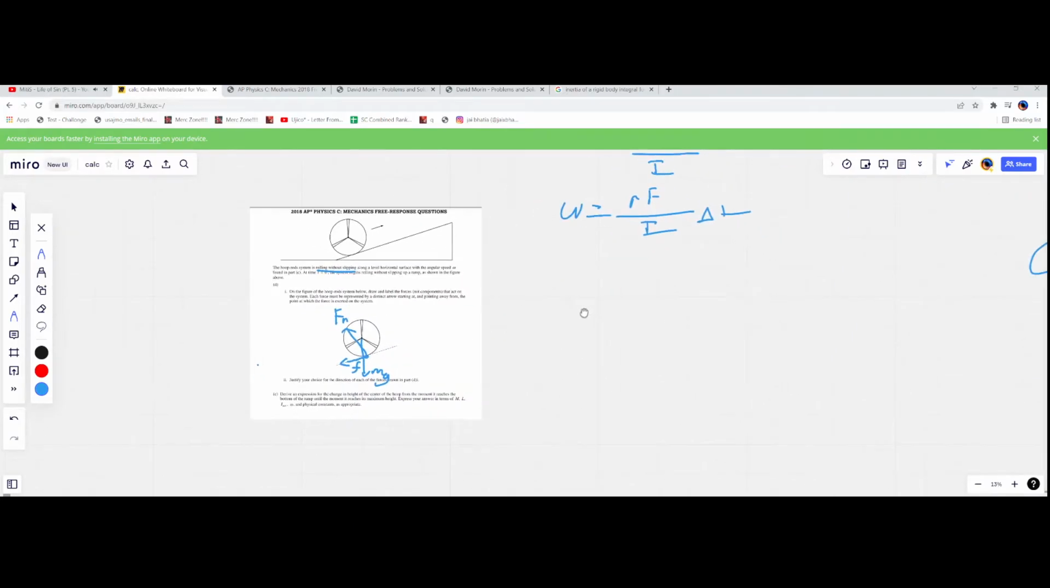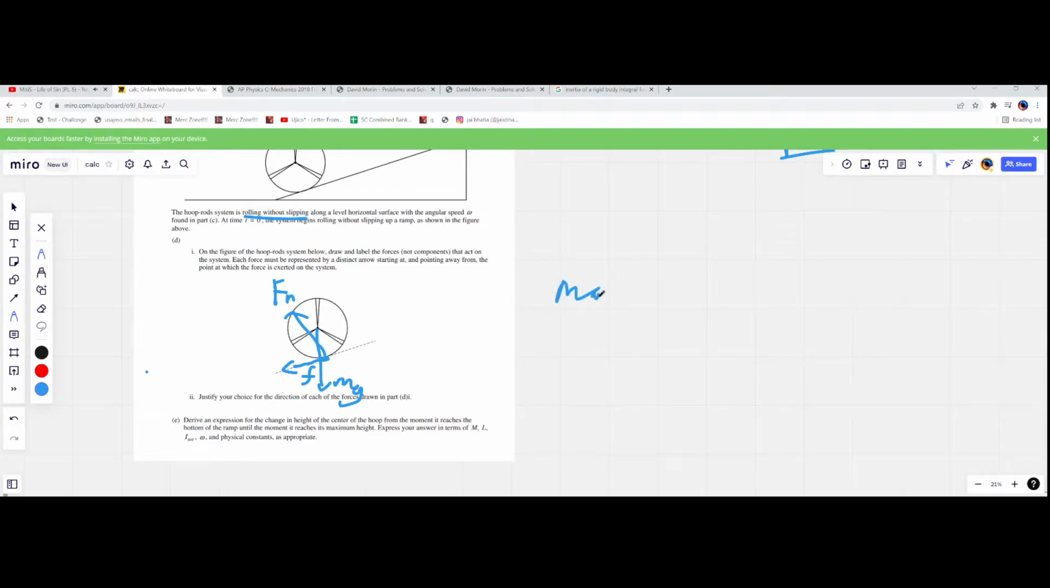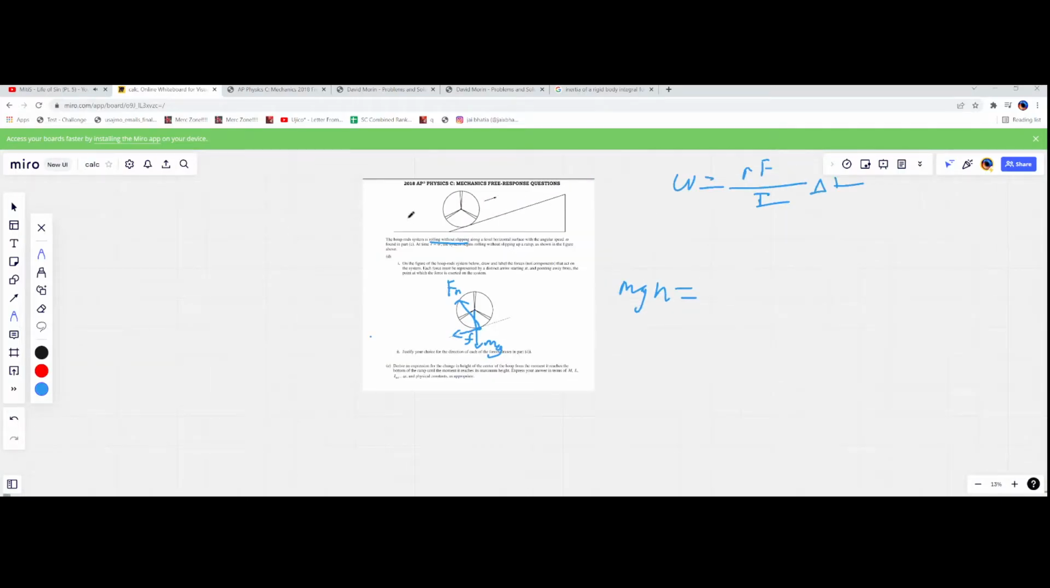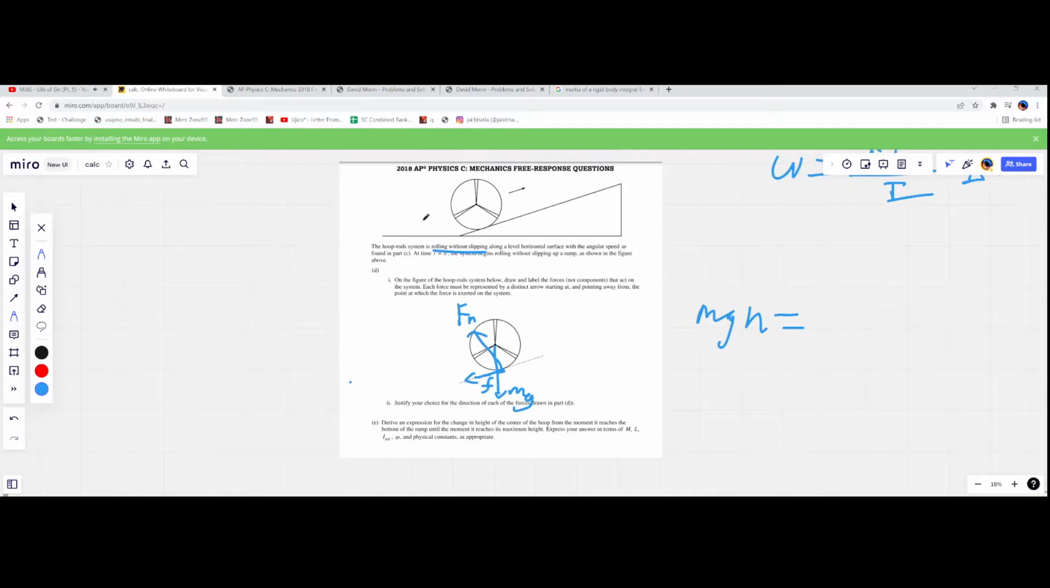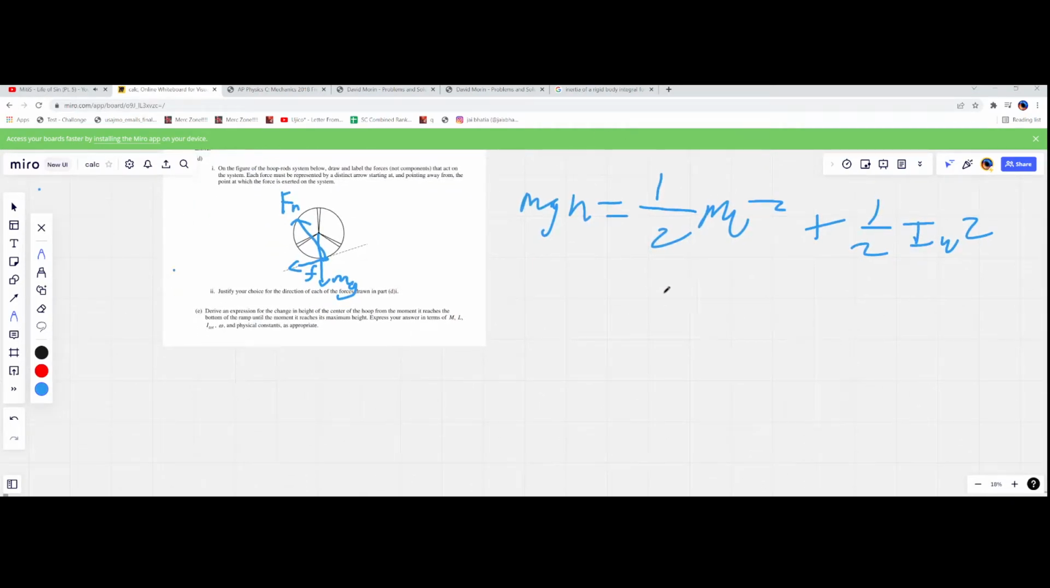Oh, yeah, I see. Okay, so this is literally just conservation of energy. Nothing deep here. MGH is equal to... rolling without slipping. Okay, well there is a linear velocity and an angular velocity here. So 1/2 mv squared plus 1/2 Iw squared. And I honestly can't believe I'm actually solving this, but I guess I'll do it.